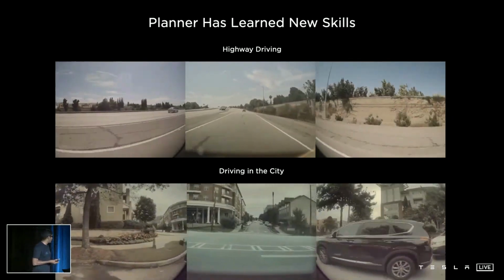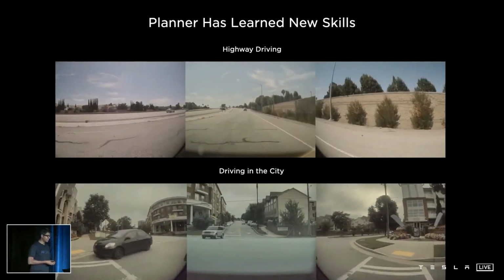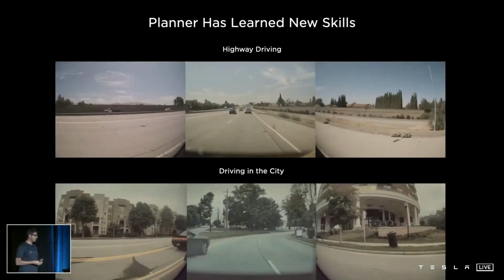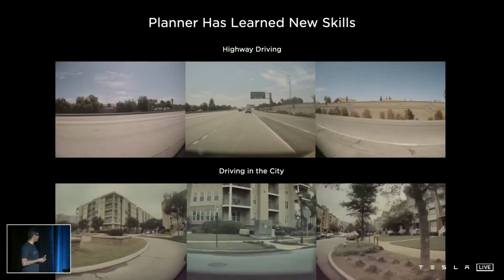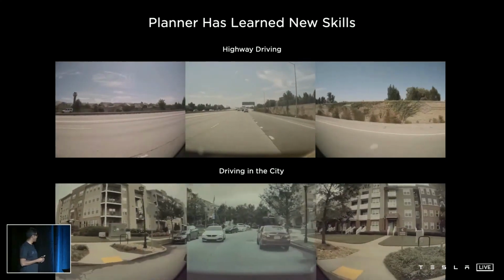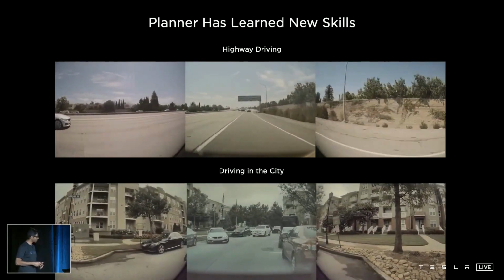Rarely are there structured lane lines. Vehicles do much more free-form driving. Then the car has to respond to all of the cut-ins and crossing vehicles and pedestrians doing funny things.